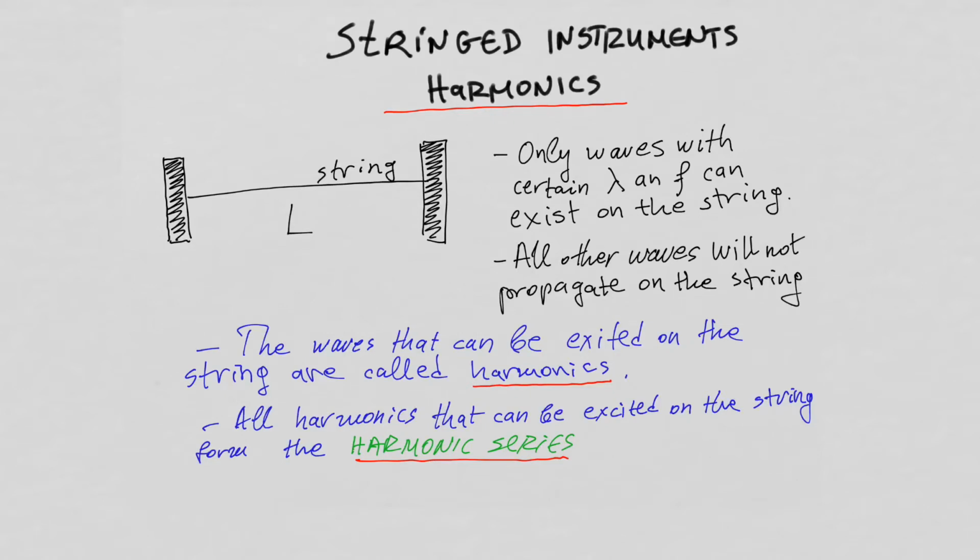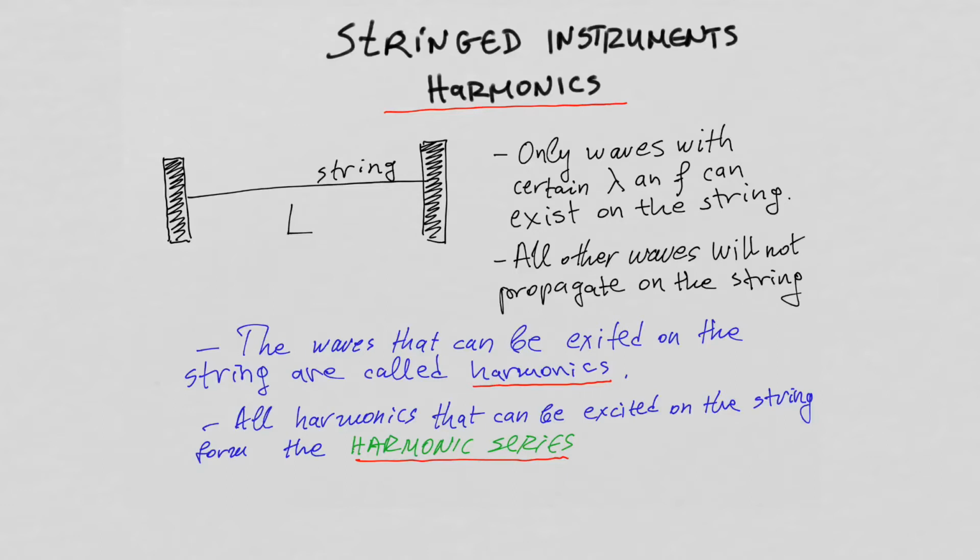Let's talk about stringed instruments and the harmonics that can be excited on a string. So I am going to consider a string with length L that is fixed at both ends. And so in this case, only waves with a certain wavelength lambda and certain frequency f can exist on the string. All other waves will not propagate on the string. If such a wave is excited on the string, it's just going to lose energy and die off.